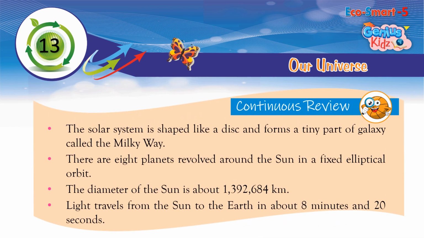Continuous review. The solar system is shaped like a disk and forms a tiny part of a galaxy called the Milky Way. There are 8 planets revolving around the Sun in a fixed elliptical orbit. The diameter of the Sun is about 1,392,684 kilometers. Light travels from the Sun to the Earth in about 8 minutes and 20 seconds.